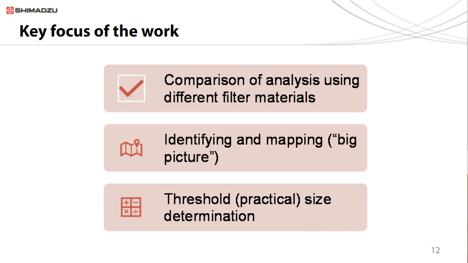The first thing we investigated was the filter material, to see which one gives the best possible sensitivity and data with infrared microscopy. The filters are commonly used to filter out microplastic particles from aqueous samples. Then we looked into how microplastics can be identified and mapped with the help of an infrared microscope. Finally, in the most important part of the study, we determined the threshold size of plastic identification.